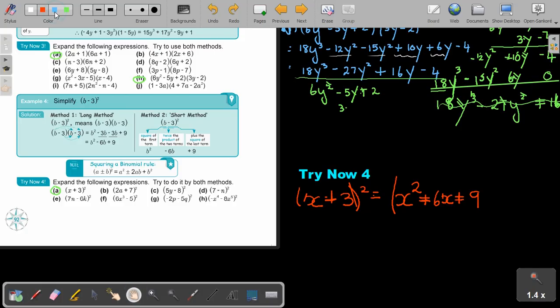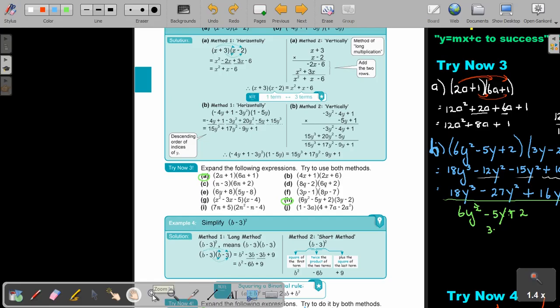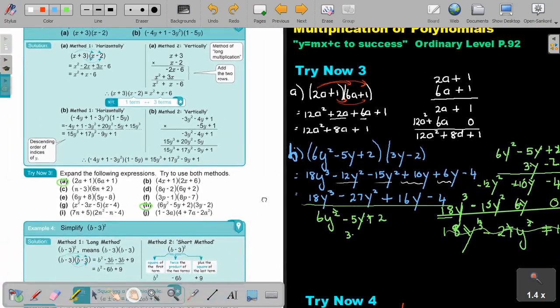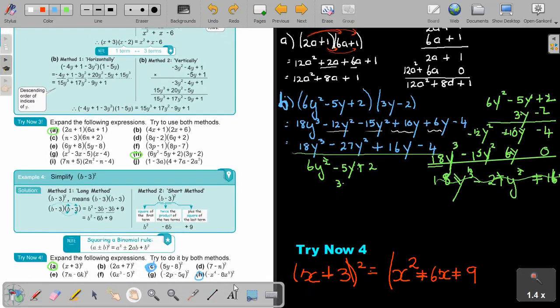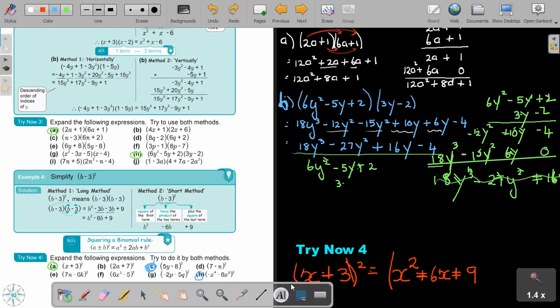Okay, I just want to see if the pen works better. I want you to stop the video. And I want you just to do number C. And you can do number H. Only those two. I'm just going to make space to the top. You must just be able to see this.